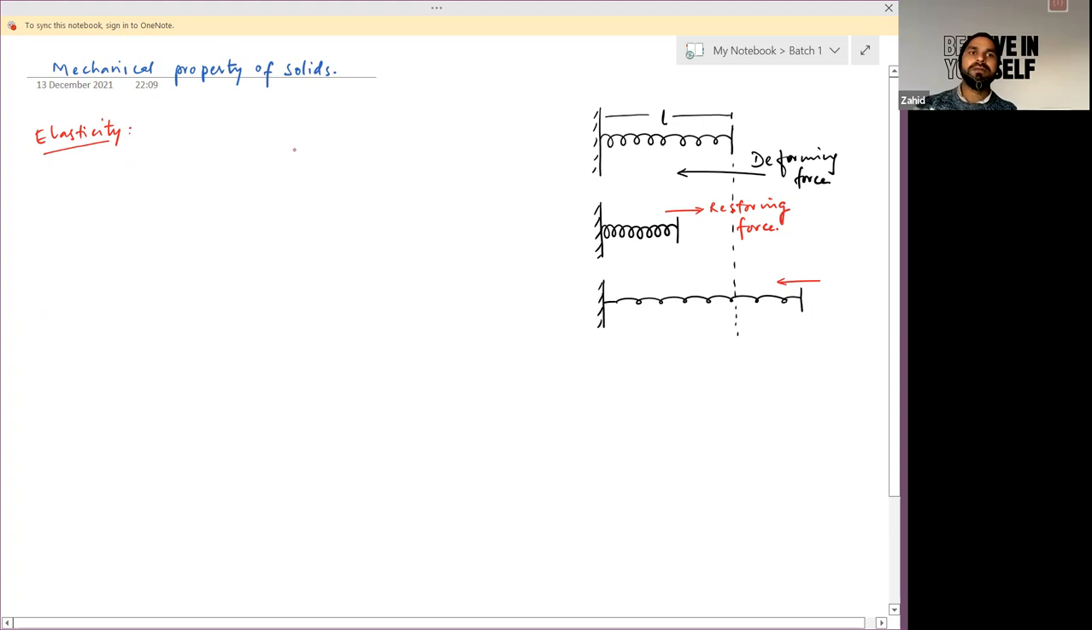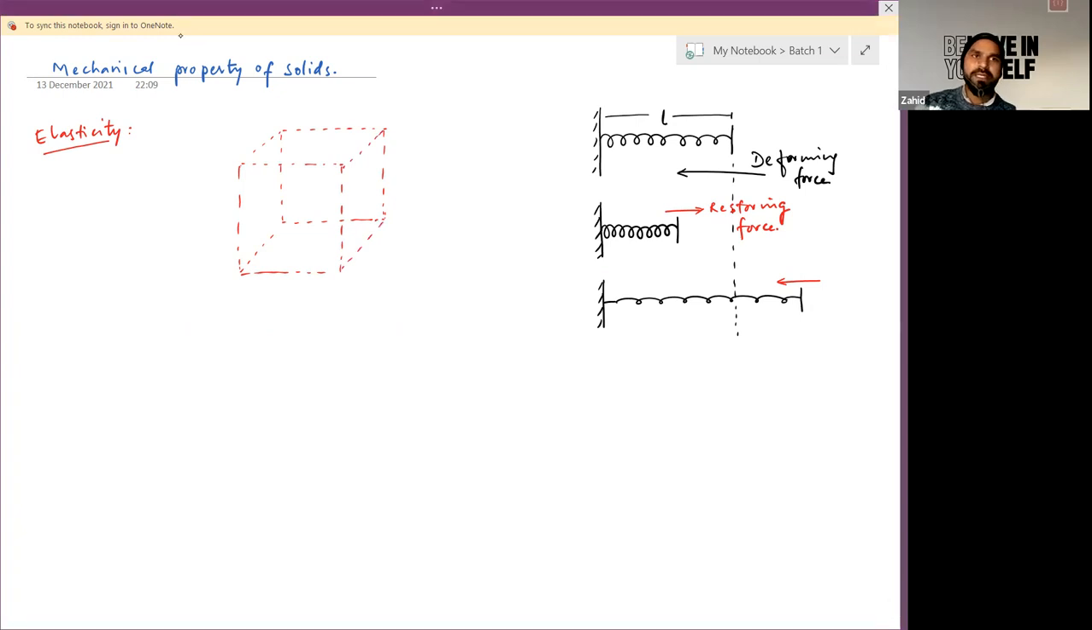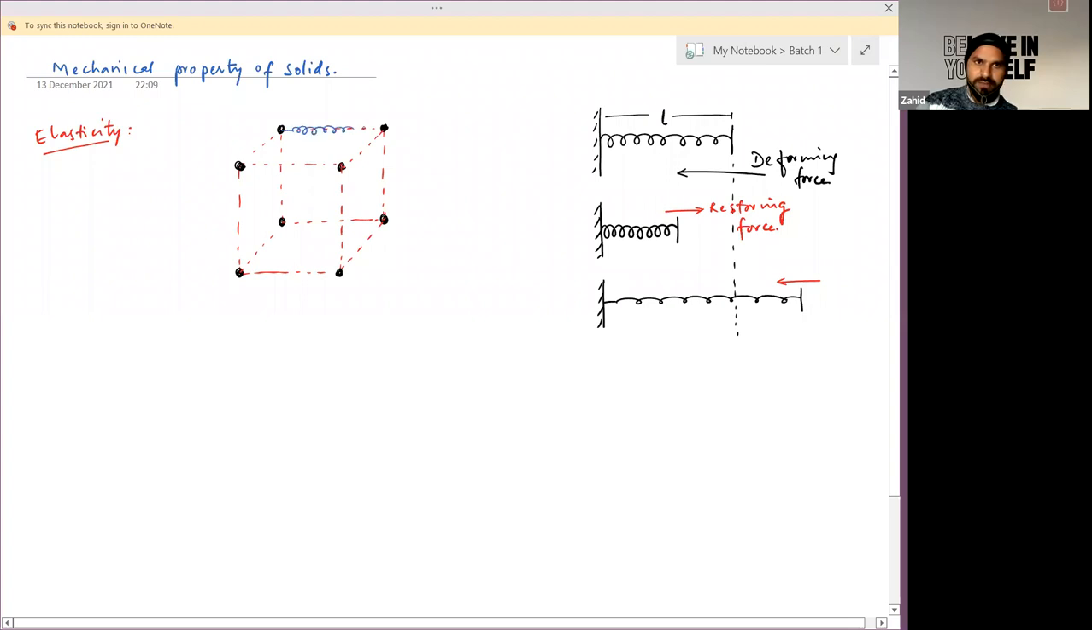Similarly, just like a spring, a solid behaves the same way. Consider a solid in which particles are arranged at the vertices of a cube, and the bond between them behaves spring-like, having the property of a spring, or elasticity. So the structure of it may be like this.